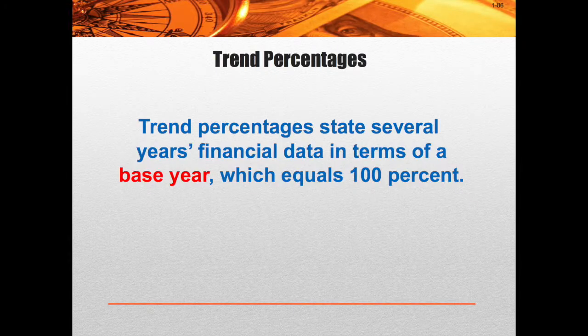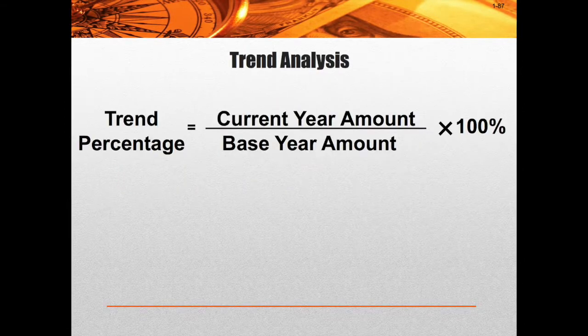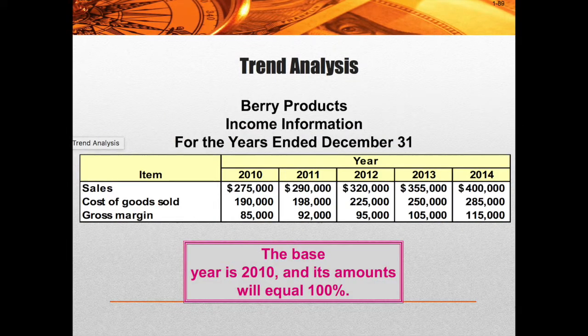So as we look through horizontal analysis, we can also call it trend analysis, and we look at the percentages over time. The trend analysis is the current amount divided by the base amount times 100%, as we know. And we can look through Berry Corporation for the years 2010 through 2014. In this case, sales have been 275, 290, 320, 355, and 400. Cost of goods sold are as shown. Gross margin is also rising.